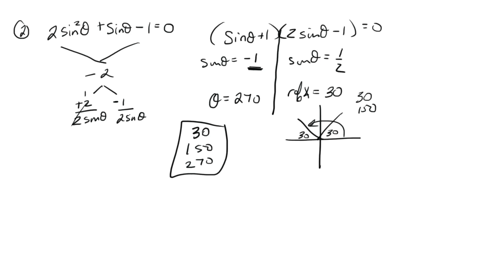Let's try it again. Okay, so I think we're up to question 3. It would be 3 tan squared theta minus 5 tangent theta minus 2 equals 0. So this has a lead coefficient, so you're going to factor it like we factored the do now. So go ahead, factor it, please.